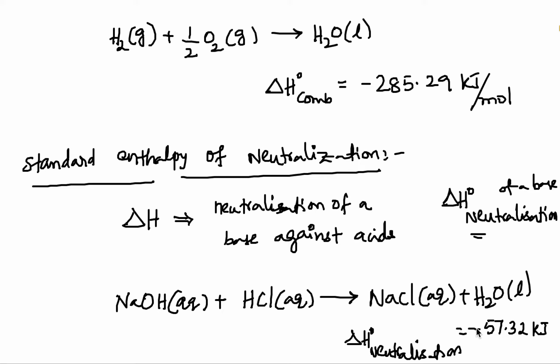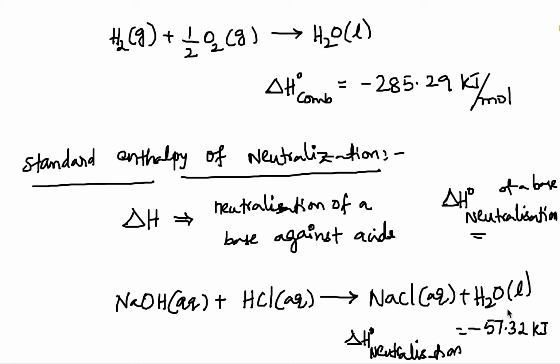That's a mistake I committed in the last class, where I used the heat data of one reaction with the other reaction. So that's a very bad mistake. Now I want to be very clear here. So in this process, the enthalpy change is negative 57.32 kilojoules. Now let's try to simplify this a little more.